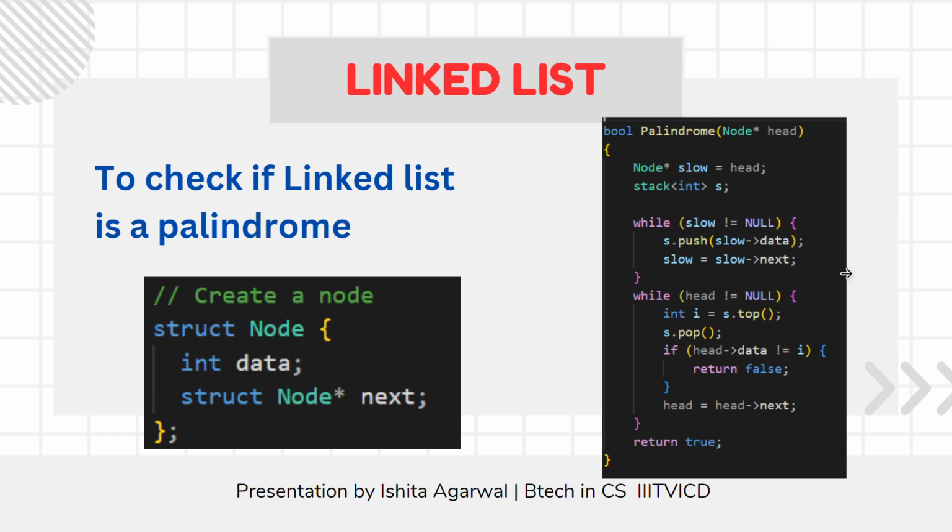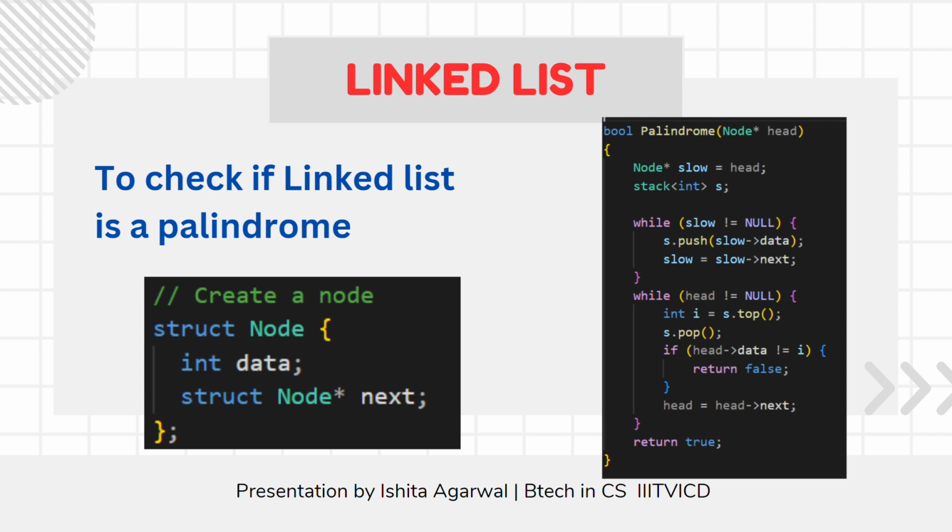simultaneously the slow will become slow's next. In this way the whole linked list will be traversed and all the elements will be pushed into the stack. Now what we are going to check, while our head does not become null, that is while we have not reached the end of the linked list, we are going to store the top element of the stack, which will actually be the last element of the linked list, in the I variable, and then we will remove that element from the stack.